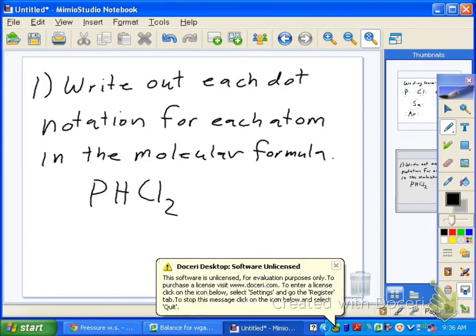So that's what I'd like you to do. The first step, I'd like you to write out 4 dot notations, 1 for phosphorus, 1 for hydrogen, and 2 for chlorine, like we did for today. Write out the dot notations, the ones we just went through. In fact, you already have phosphorus and chlorine written out, so you know what those are, but you still have to write them out here. If you would do that, that would be great.